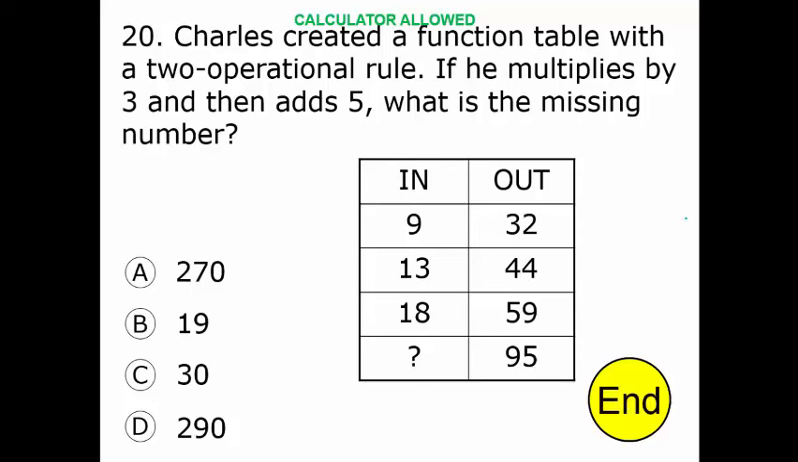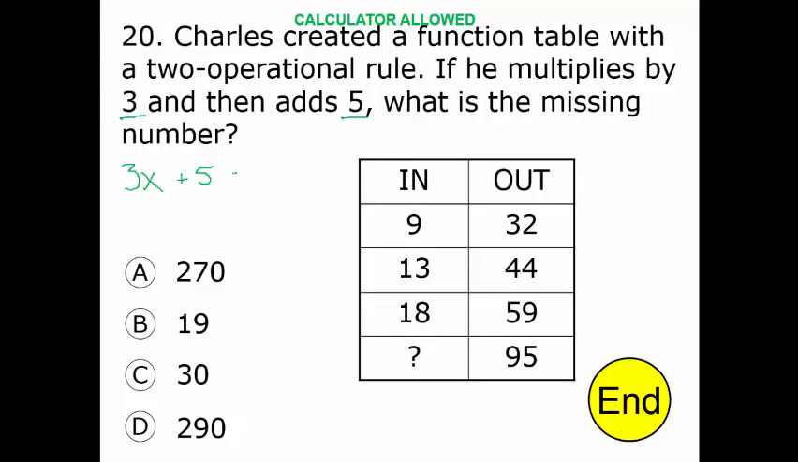All right, guys, got a hard one here. Charles created a function table with a 2 operational rule. If he multiplies by 3, I'll kind of underline that number, then adds 5, what's the missing number? So I'm not sure how much time you've spent on these, but what they're asking you to do here is, if I have some unknown number, we'll call that unknown number x, and I multiply that unknown number by 3, and the reason I know that is it says he multiplies by 3, so here's the unknown number multiplied by 3, then adds 5, plus 5.